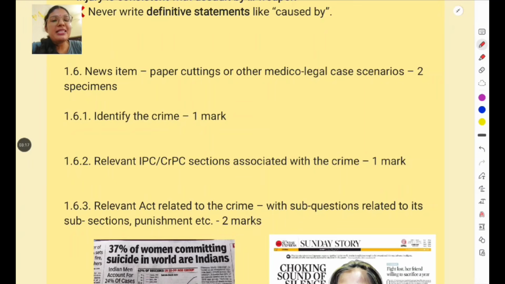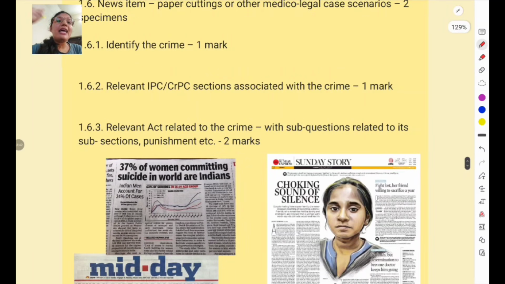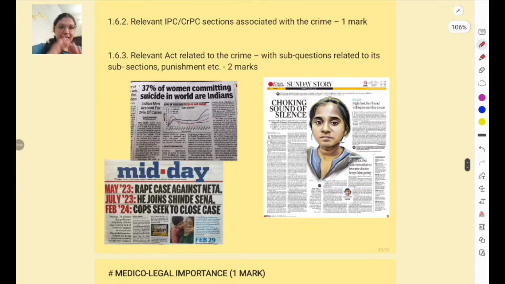Basically, in our syllabus it is mentioned there should be some newspaper cuttings, and along with that you have to identify the medical legal aspect, or you can say some case scenario, and two specimens will be there. First you have to identify the crime scene, then you have to write the relevant IPC or CrPC section associated with that crime, that constitutes 1 mark, and the third heading is the relevant Act related to that crime you have to add. Like this kind of paper cutting will be there.